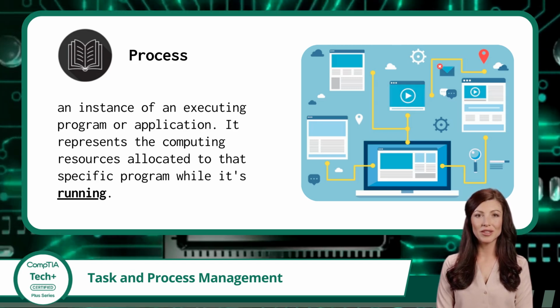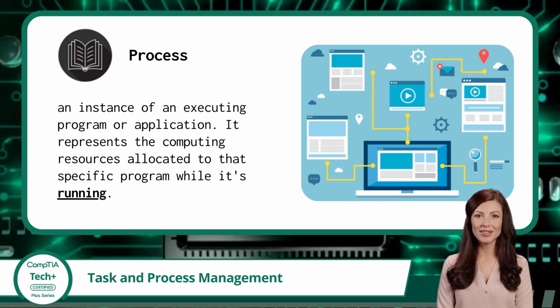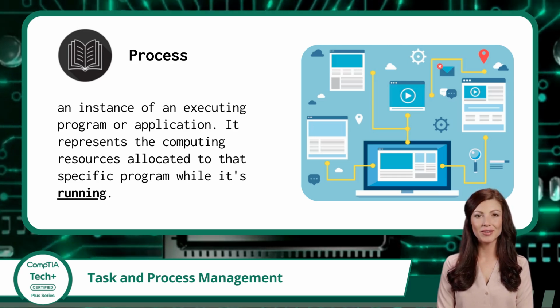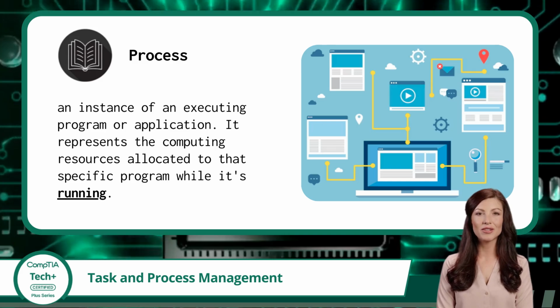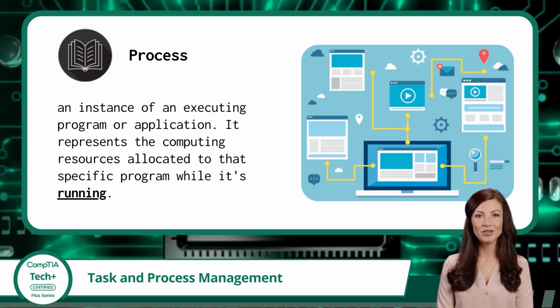Each process operates independently and follows its sequence of instructions, enabling the computer to execute multiple programs simultaneously, a capability known as multitasking. The operating system manages these processes, ensuring that they don't interfere with each other and that the system resources are allocated efficiently to provide smooth and responsive computing experiences to the user.